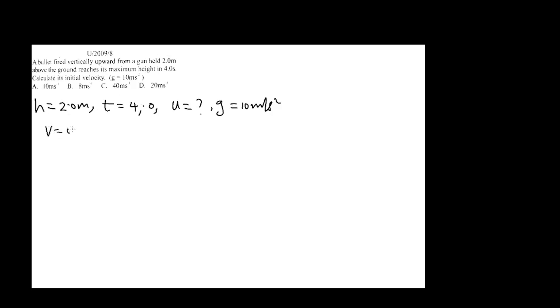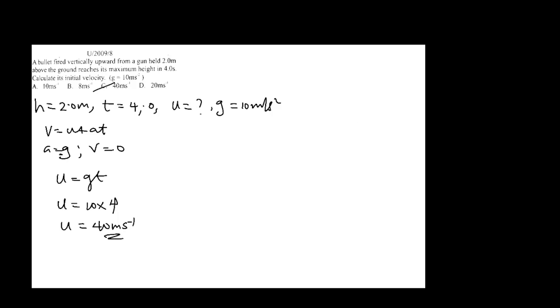We recall that v equals u plus at. Since it is motion under gravity, a is equal to g, and at maximum height, v is equal to 0. Therefore, we have that u equals gt, because the body is going up, so a will be negative g, since it's retarding. So the initial velocity equals 10 multiplied by 4. So we have that u is equal to 40 meters per second, and that's option C.